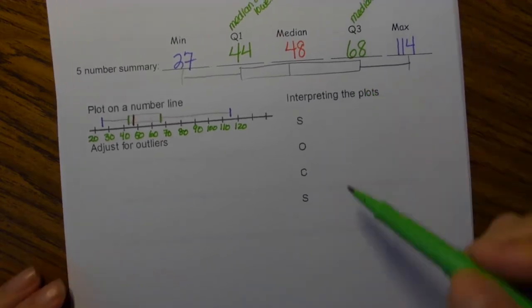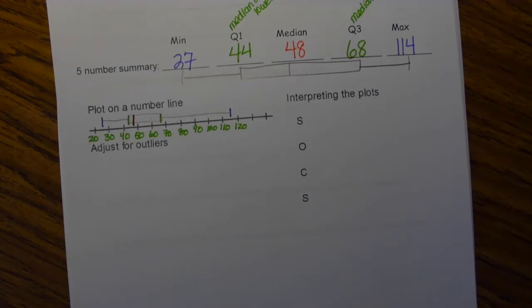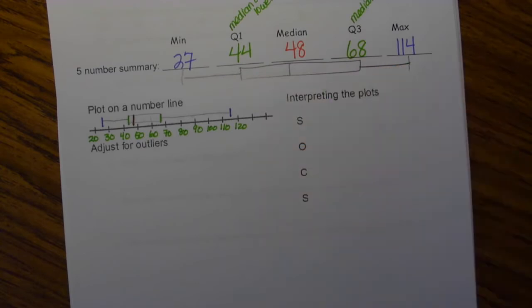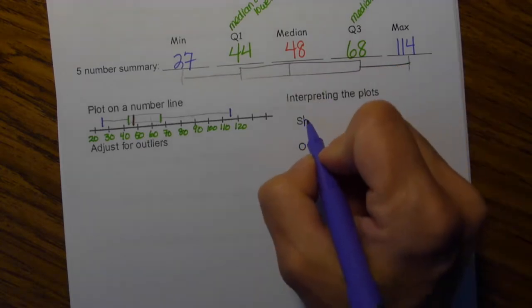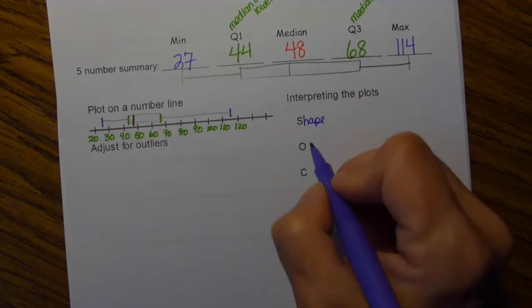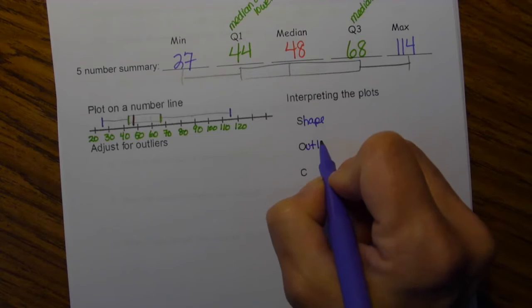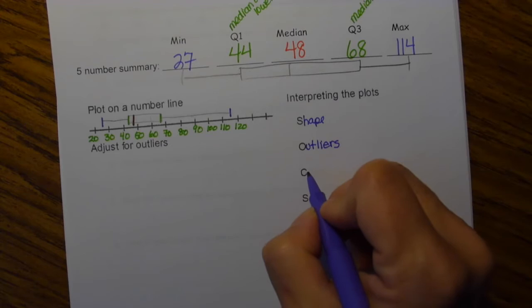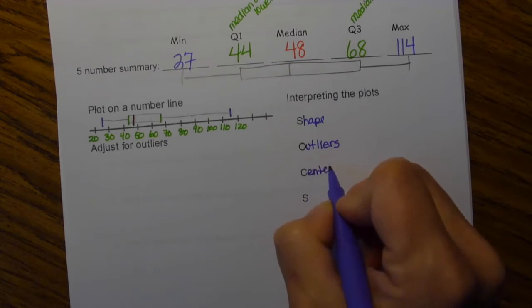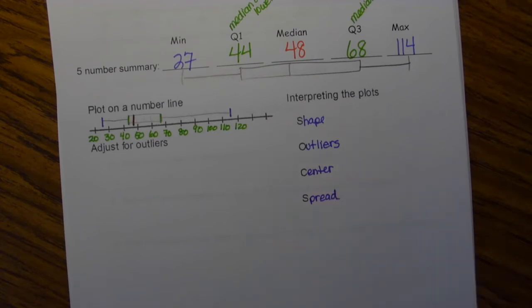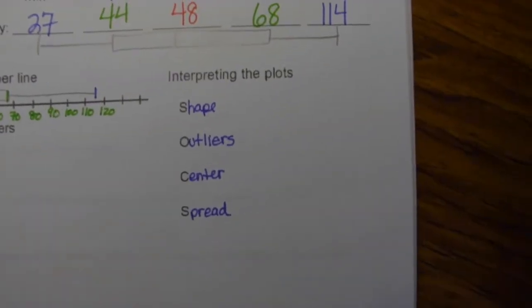Okay. So how do we interpret this plot? If you remember last time, we said that shape was very important. We also want to know if there's outliers. We also want to know what the center is. And we want to know the spread. These are all vocabulary words we use with our histograms. We're going to look at those with the box plot.